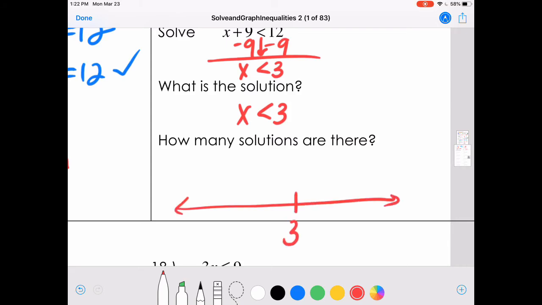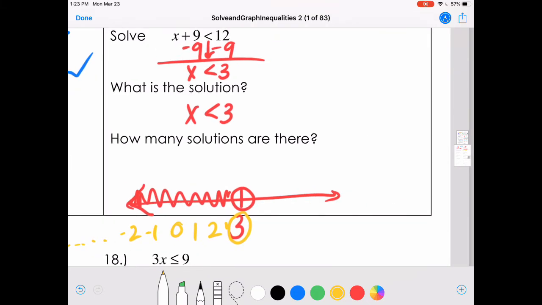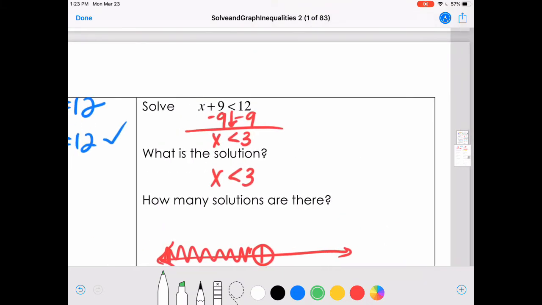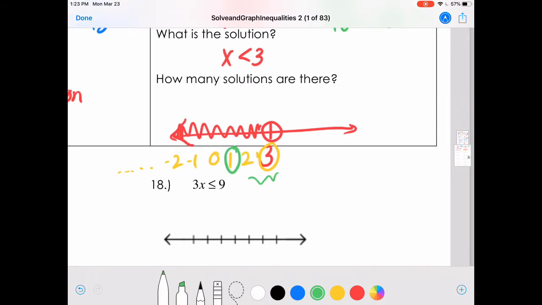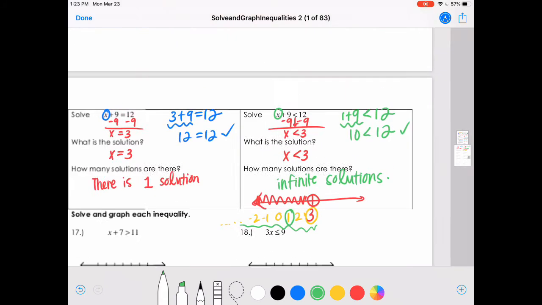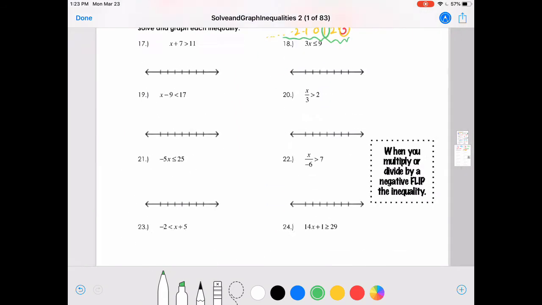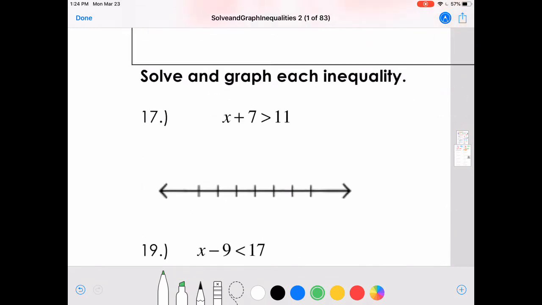For this one, I drew a number line for you guys to graph it. So now that we know how to graph it, I put a 3, I put an open circle shaded to the left, and that means that any number to the left of 3 is the solution. So I just kind of listed some numbers for you, and I picked a number and tried to substitute. I picked 1. If we plug 1 in, we get 10 is less than 12. That checks out. So what I did was I just went ahead and said that's infinite solutions because any number less than 3 works.